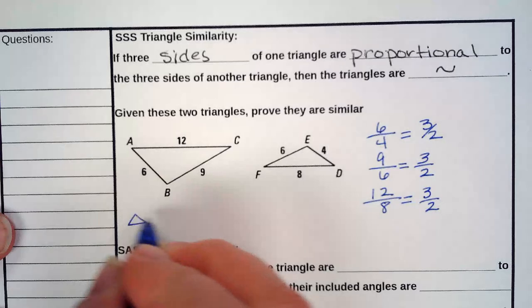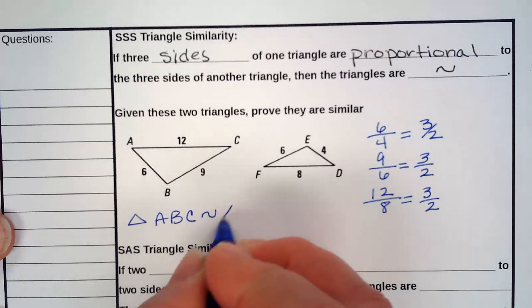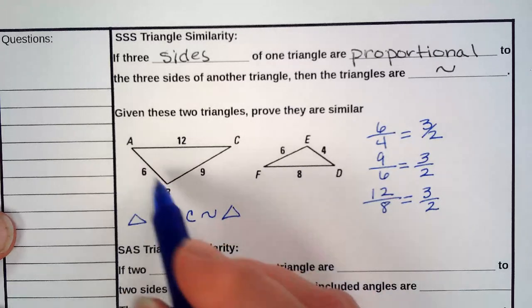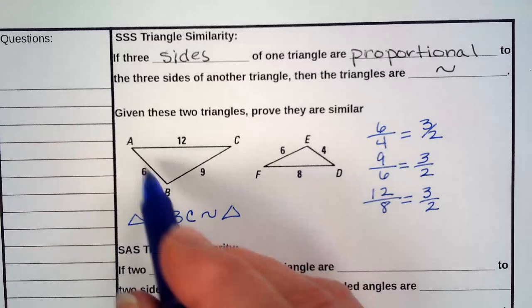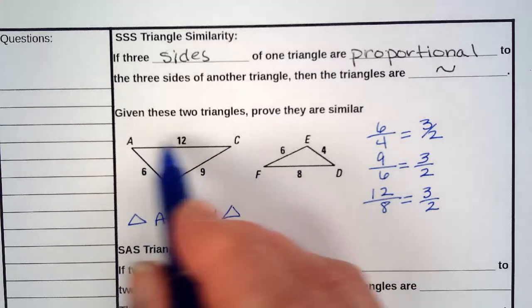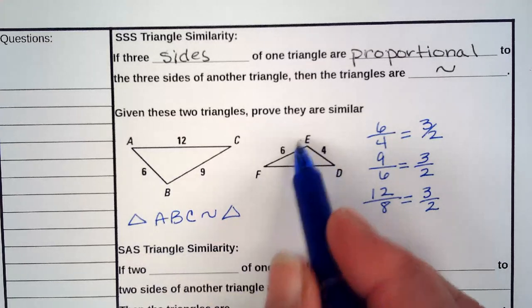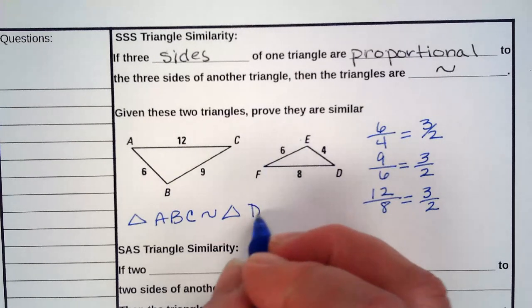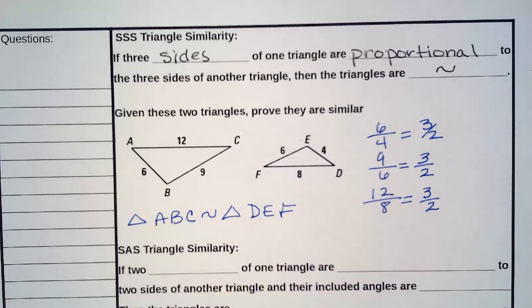So triangle ABC is similar to triangle DEF. Okay, from A to B is the small side, from D to E is the small side: small, medium, large; small, medium, large. D, E, F. Okay, so don't take any shortcuts.